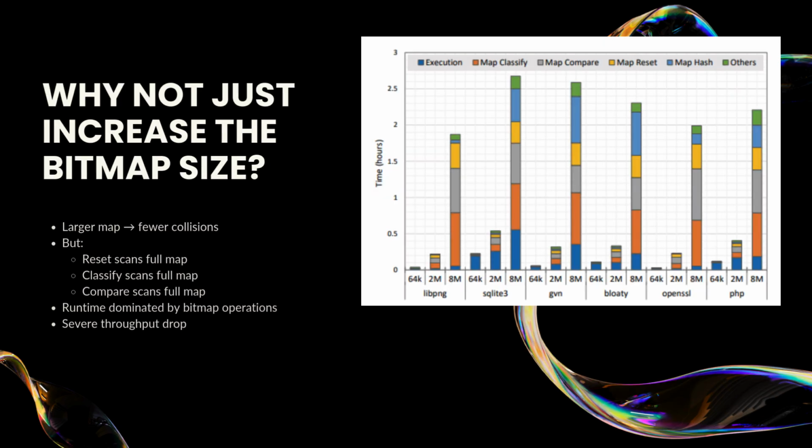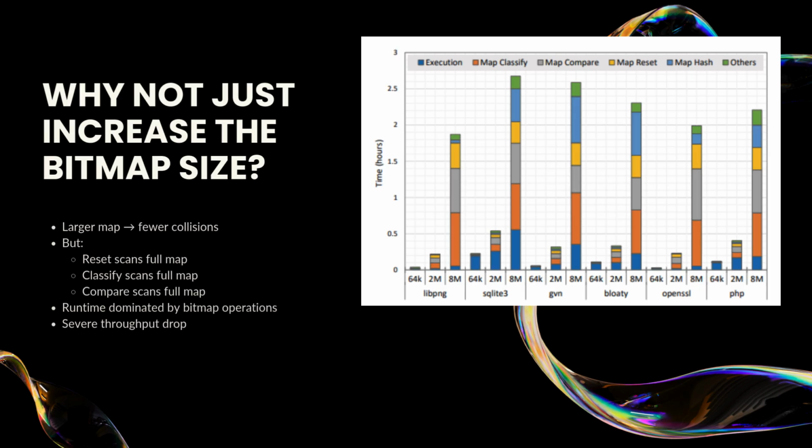At this point, the natural solution seems straightforward. If collisions are caused by limited space, we can simply increase the size of the coverage bitmap. A larger map reduces the probability that two edges will hash to the same location, and mathematically, this does work. Collision rates drop as the bitmap grows. However, in practice, this approach fails horribly.